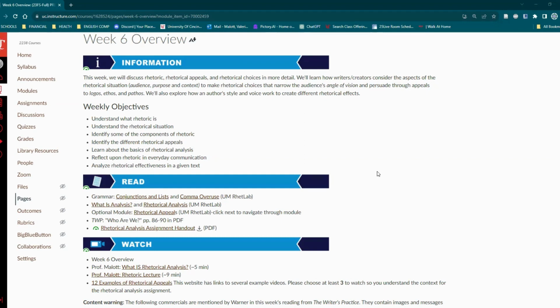We will also explore how an author's style and voice work to create different rhetorical effects. So this week, we're going to focus on understanding what rhetoric is, understand the rhetorical situation, identify some of the components of rhetoric, identify the different rhetorical appeals, the 3 main ones, learn about basics of rhetorical analysis, reflect upon rhetoric in everyday communication, and analyze rhetorical effectiveness of a given text.